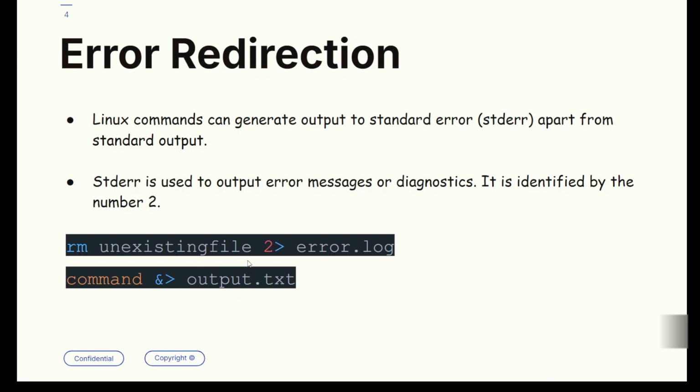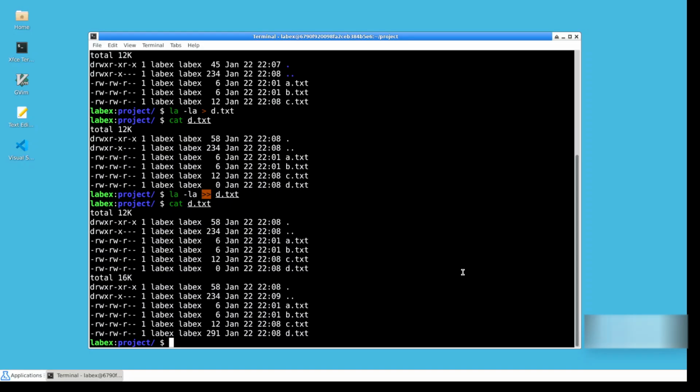Another thing is we can pass both standard error and standard output by using an ampersand and the greater than sign. Usually when you are not passing 2, just using greater than or double greater than, that means we are passing standard output. But when we use 2, we are indicating that we want to redirect standard error into a file. In some cases you want both, standard error and standard output. In that case you can use an ampersand and the greater than sign. Okay, so let's see in the lab.